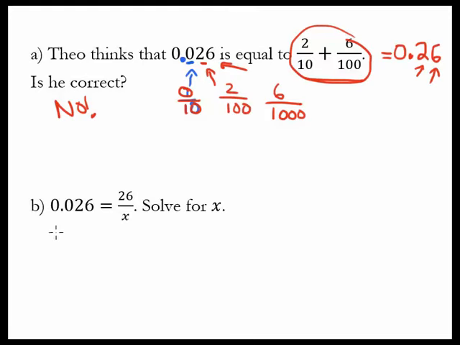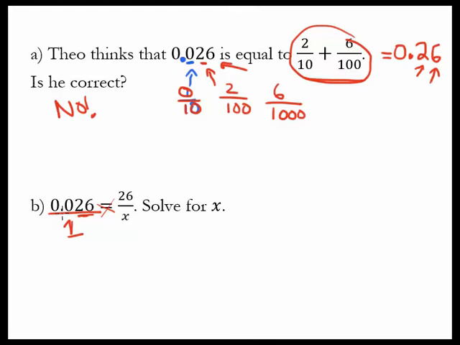The second question says 0.026, same number, is 26 of what, right? It's 26 of something, but what is it? Is it 26 hundredths? Is it 26 thousandths? What is it? 26 of what? That's really what this question is asking. Now I know that you could look at this procedurally and say, well, okay, let me make this thing over 1, and let me cross multiply, right, and solve for x. You could do that, but we can just reason through it, okay?